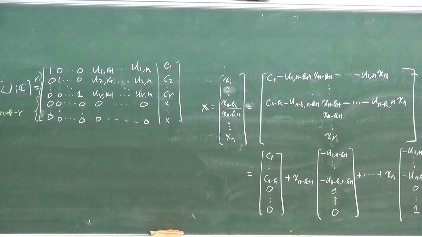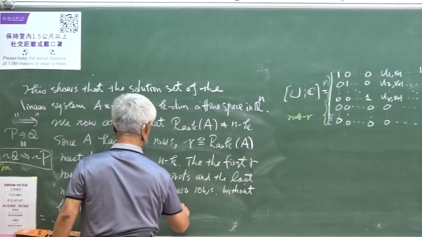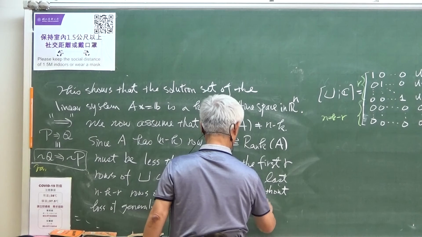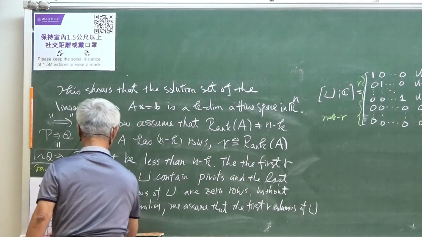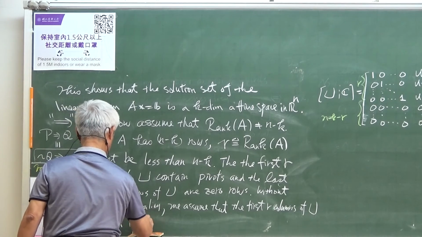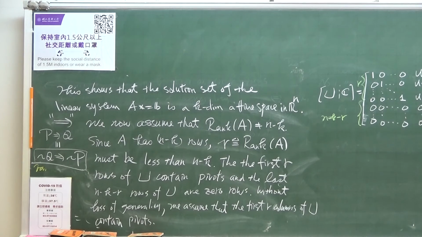So again, our result. Okay, so without loss of generality, we assume that the first r columns of U contain pivots. Alright, like this one. So as before, because we have our pivots, of all n columns we have only r pivot columns. And we assume they are in the first columns here, like this one. Okay, it's about the arrangement of the U here.